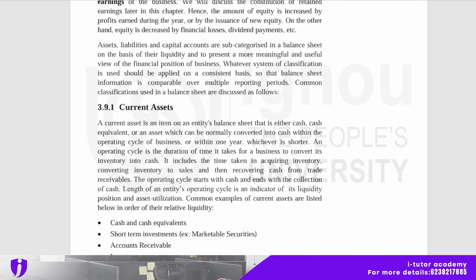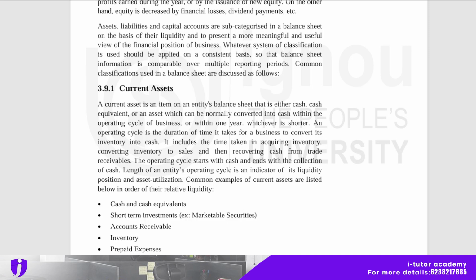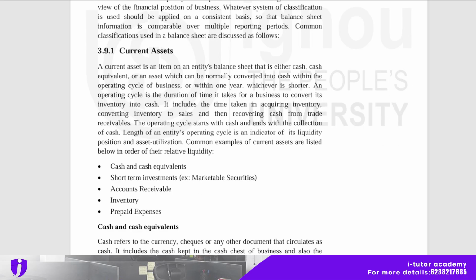And current asset. A current asset is an item on an entity's balance sheet that is either cash, cash equivalents, or an asset which can be normally converted into cash within the operating cycle of a business or within 1 year, whichever is shorter. An operating cycle is the duration of time it takes for a business to convert its inventory into cash. It includes the time taken in acquiring inventory, converting inventory to sales, and then recovering cash from trade receivables. And the common examples of current assets are listed below in order of their relative liquidity.